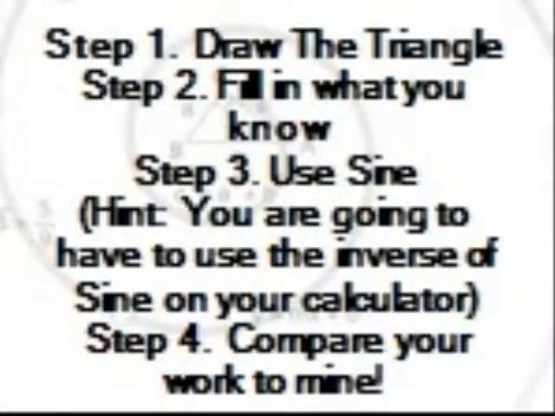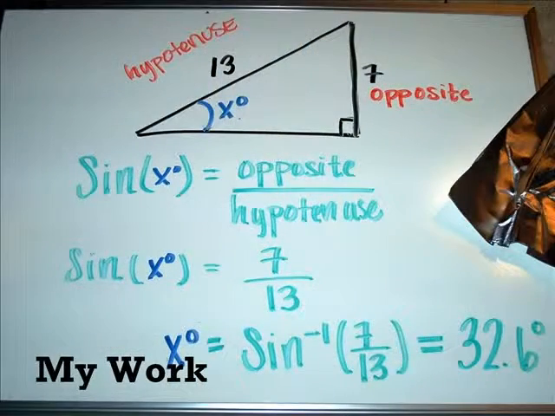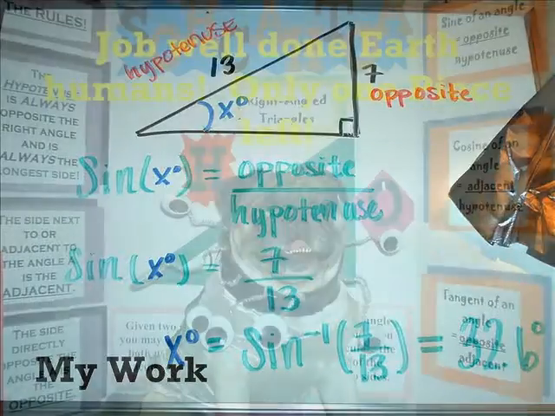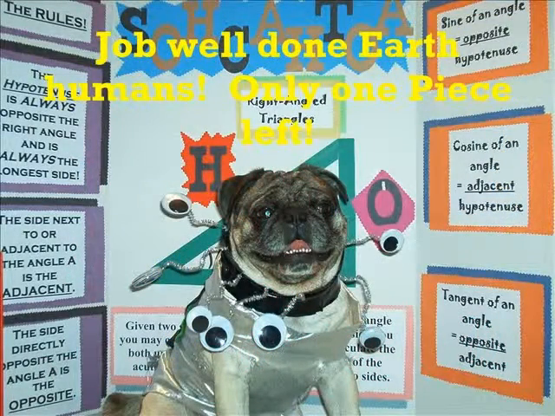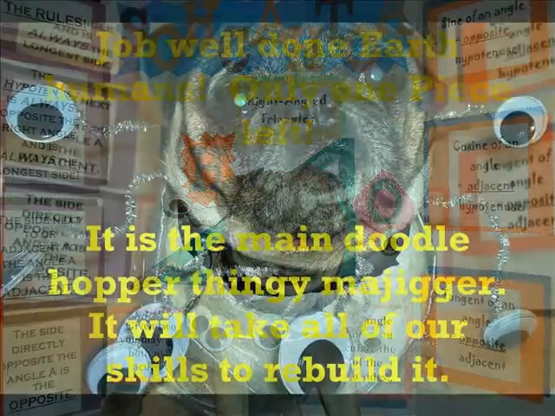Step 1. Draw the triangle. Step 2. Fill in what you know. Step 3. Use sine. Hint, you are going to have to use the inverse of sine on your calculator. Step 4. Compare your work to mine. Job well done, Earth humans. Only one more piece to go.